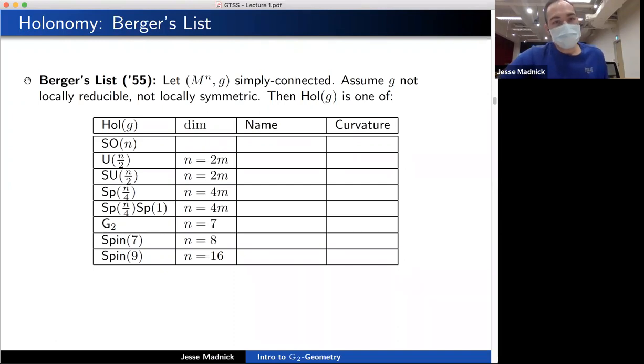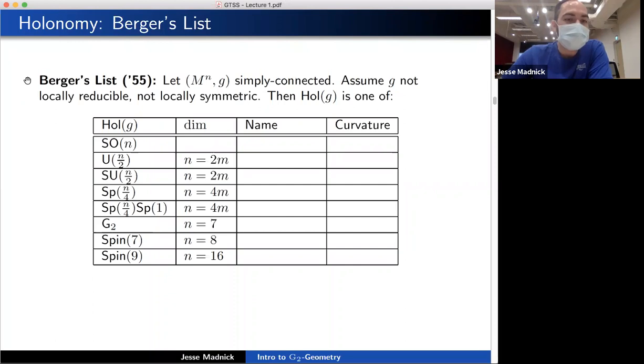When Berger proved this, the only holonomy groups that were known, I believe, other than the generic case SO(n), were the unitary groups and SU(2). It was an open question as to whether any of the other groups actually occurred, right? Berger didn't prove that these groups actually occurred. He just showed that these are the only possibilities.